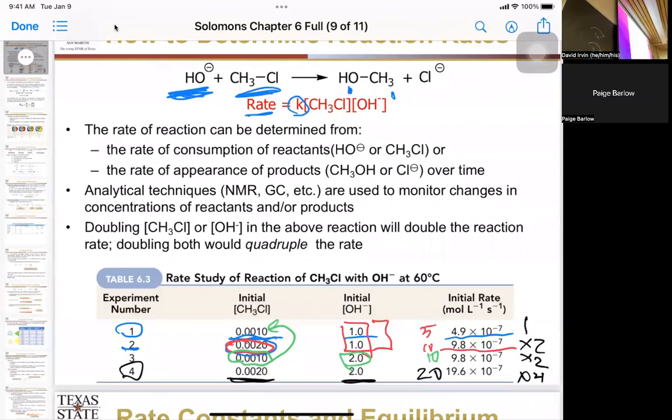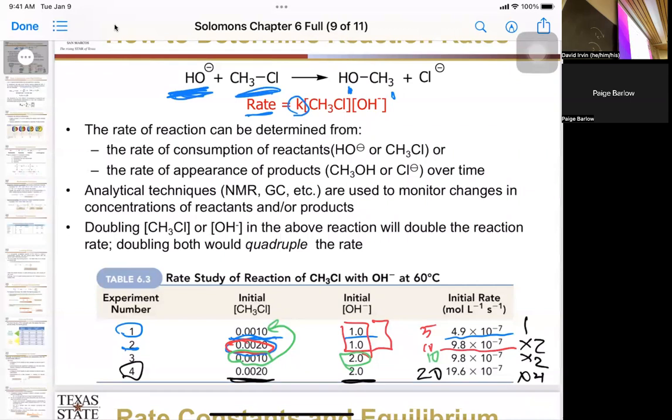So we started chapter 6. In chapter 6, we're all learning about mechanisms. And the first thing we learned about was a reaction coordinate diagram that helps us figure out what's happening in each step of the way and what the energy associated with each step is. And then we kind of culminated that with rate laws.